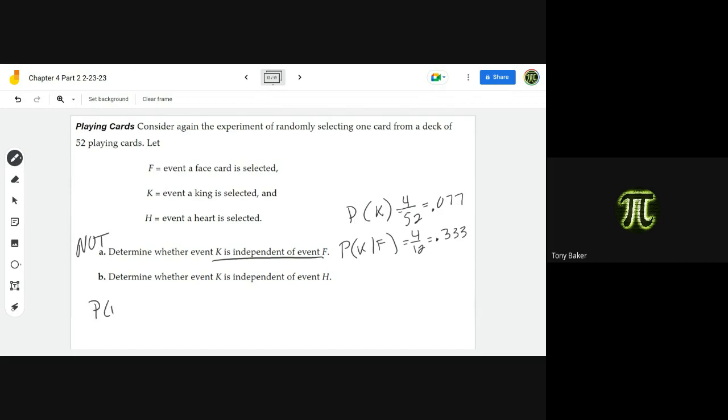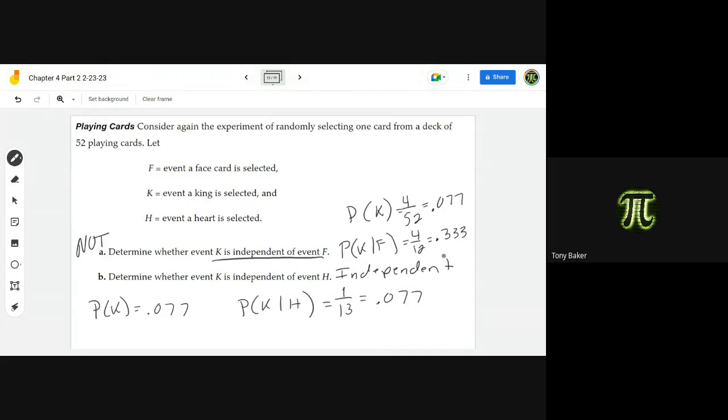So we already know the king is 0.077. So what's the probability of me picking a king given that I've chosen a heart? One out of 13. What's 1 divided by 13? 0.077. So those are now the same, right? So that's independent.